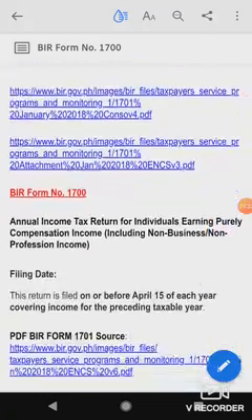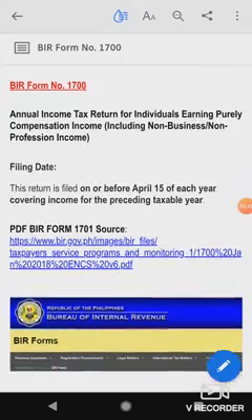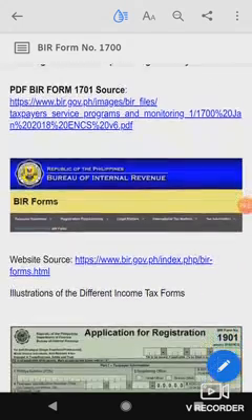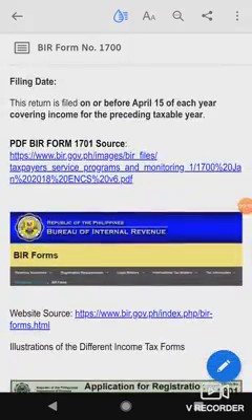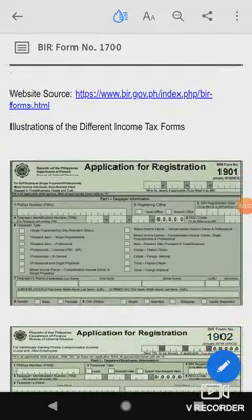So we have Form 1700, lastly, the annual income tax return for individuals earning pure compensation income, including non-business, non-profession income. The filing date for this form is on or before April 15 of each year, covering income for the preceding taxable year. Okay, so we have the website source for manual filling up of the form. And then these are illustrations.